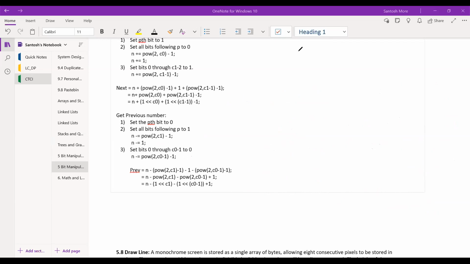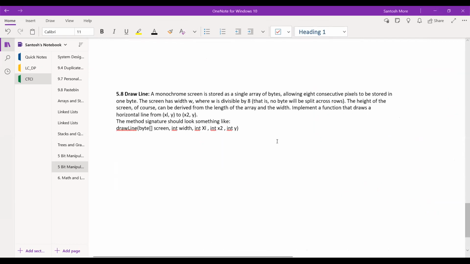Okay. So this is the last one in this bit manipulation section. It says, if you have a monochrome screen, this is the example. If you want to draw a line on a monochrome screen, and it is stored as a single array of bytes, allowing 8 consecutive pixels to be stored in 1 byte.